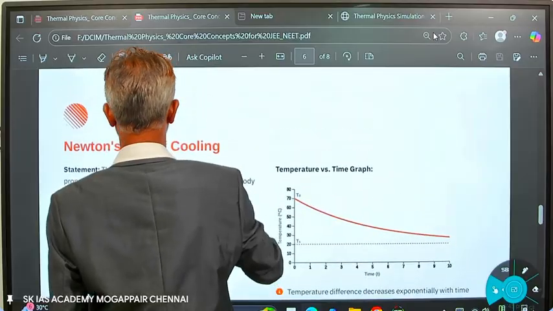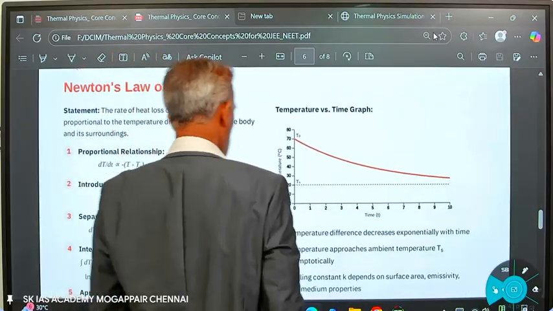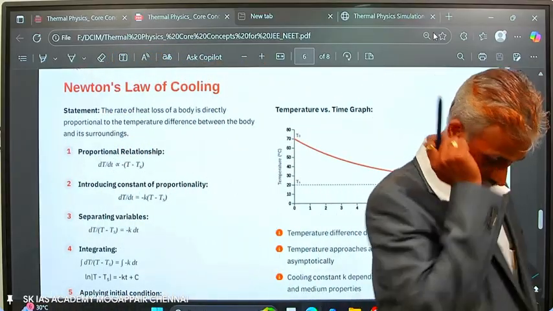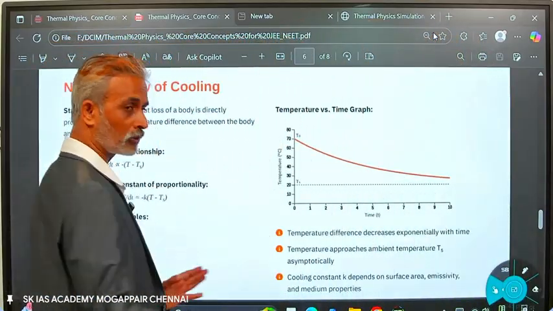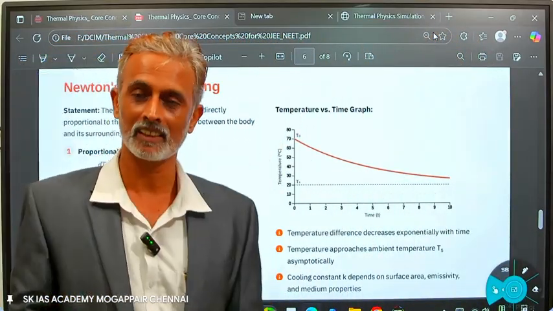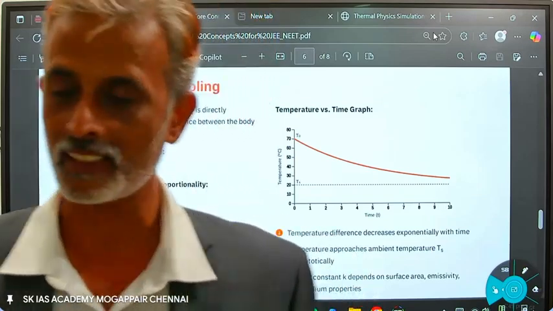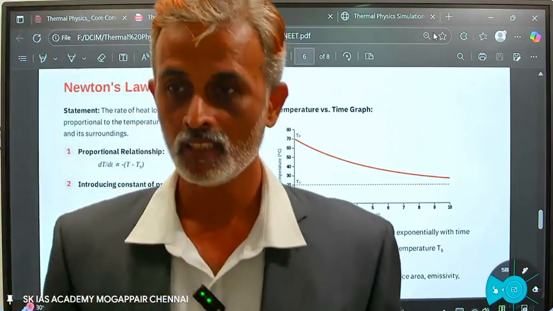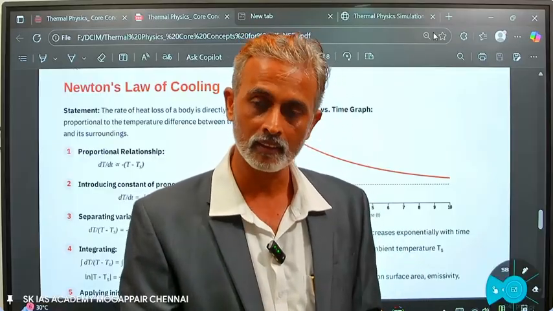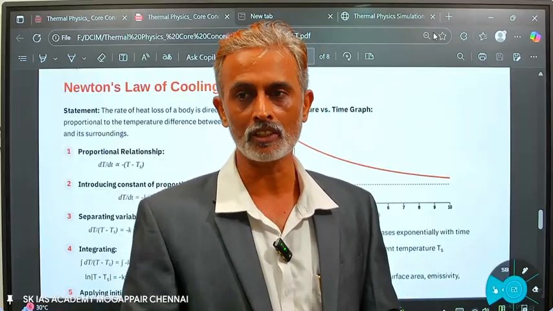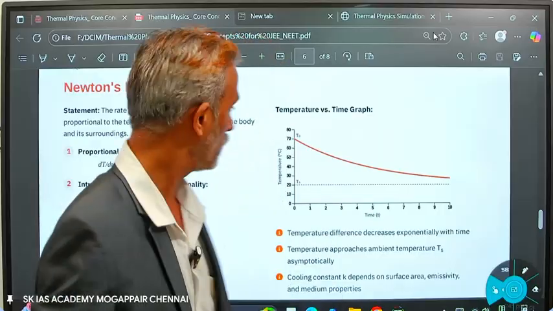Now, Newton's law of cooling. Just see what Newton's law of cooling is in the book. Everything is written, but mainly we don't understand the book. Correct? So actually, what is Newton's law of cooling? How does it work? What is the application of Newton's law? We have to know all these things.